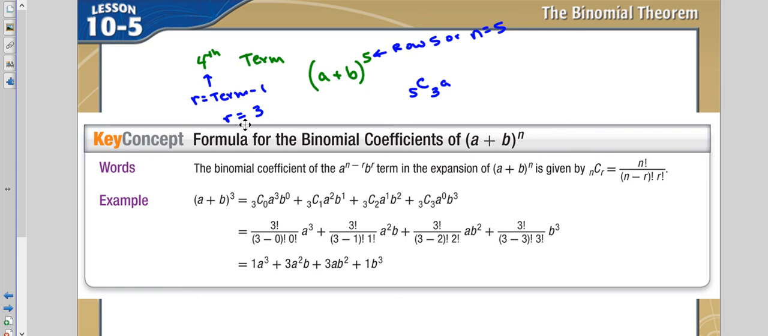and now if it's the third term that we're looking for, you take the power and you subtract it by your r. So 5 minus 3 is 2, b to the, and this one you add it. So this one stays the same, this one you subtract. You would type that in.